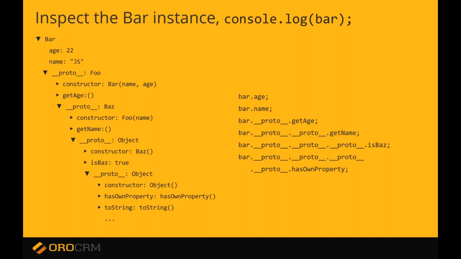So now we have 4 levels of prototype chain. On the right side of the screen, you can see what was changed. So we have inserted one inheritance between foo and object.